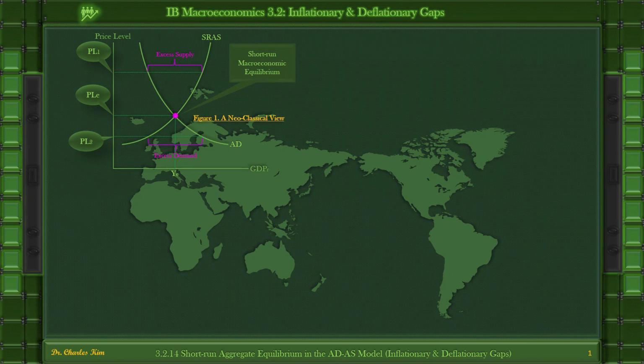The economy is out of balance at all pricing levels and real GDP levels, other than PLE and YE. When there is an excess of quantity supplied at price level PL1, it exerts downward pressure on the price level, which declines until it hits PLE. When there is an excess of quantity demanded at a price level lower than PLE, such as PL2, there is upward pressure on the price level, which rises until it reaches PLE. At PLE, the quantity demanded equals the quantity supplied, so a short-run macroeconomic equilibrium exists.